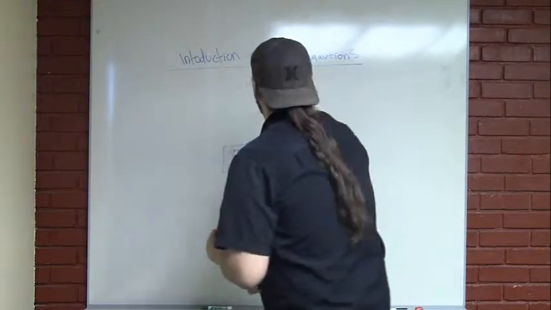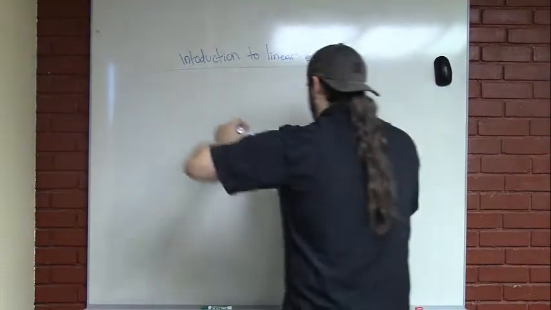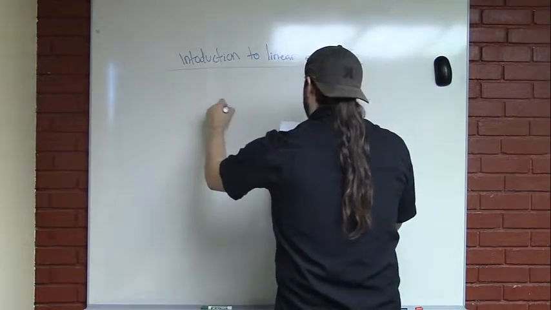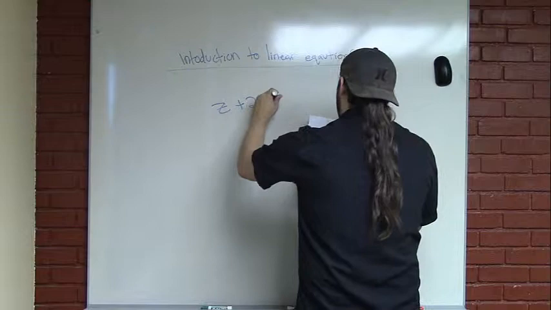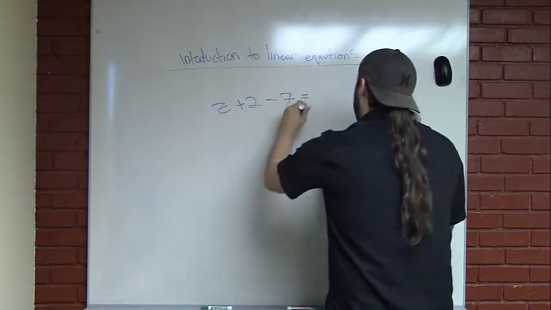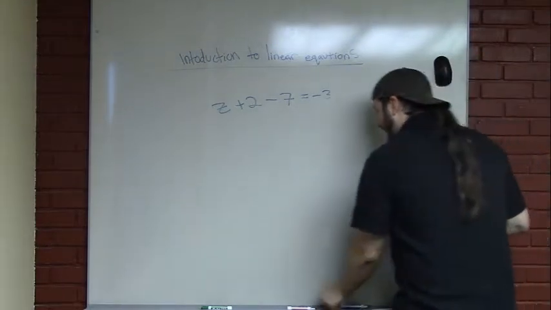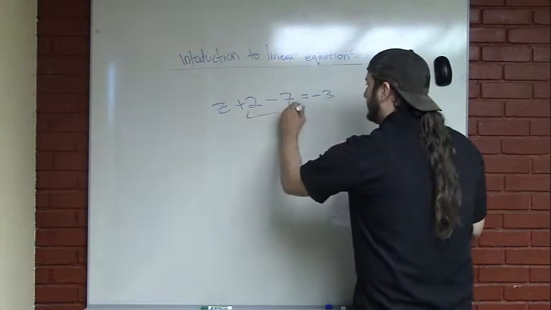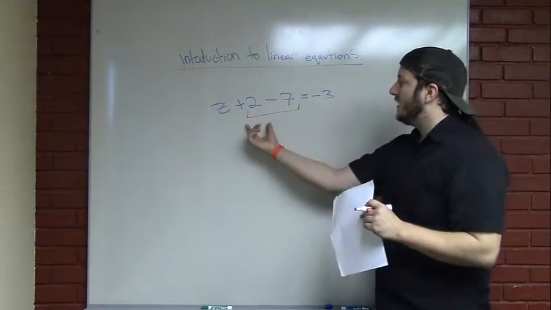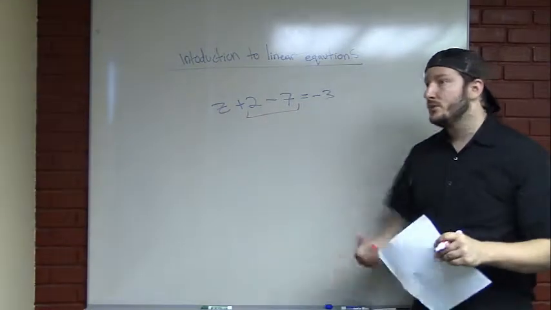I think you guys are going to be getting this, but let's try another one. You can never have too many examples. z plus 2 minus 7 equals negative 3. In this one, the first thing you have to notice is that we've got two numbers here: a positive 2 and a negative 7. So you can combine those before you do anything else.